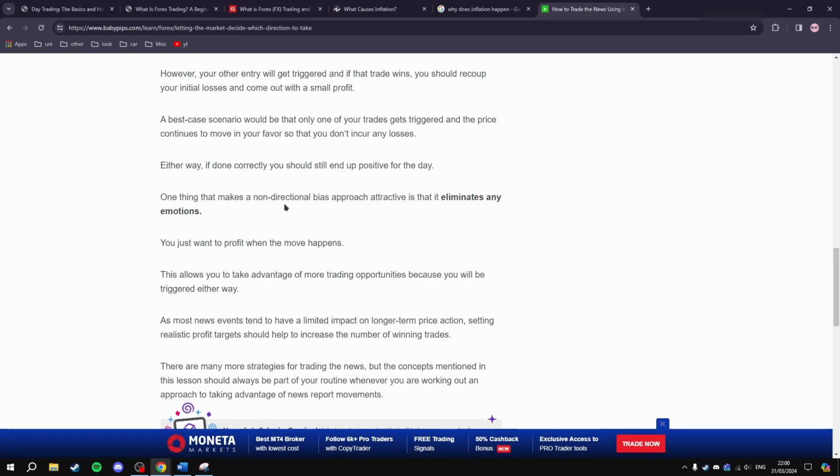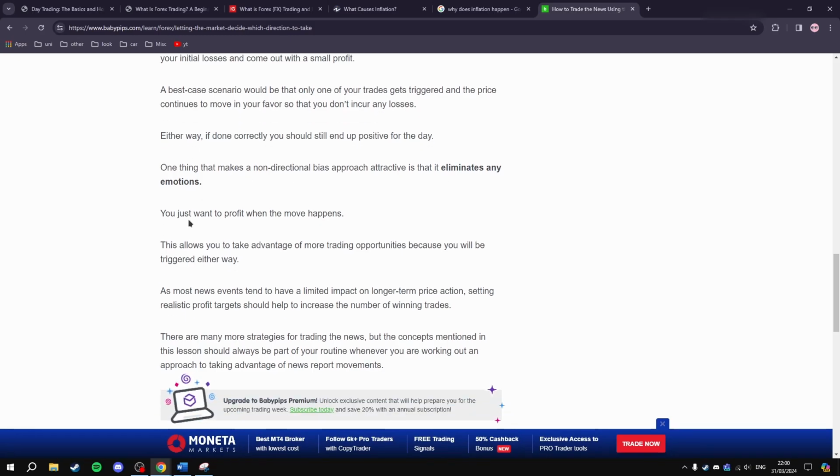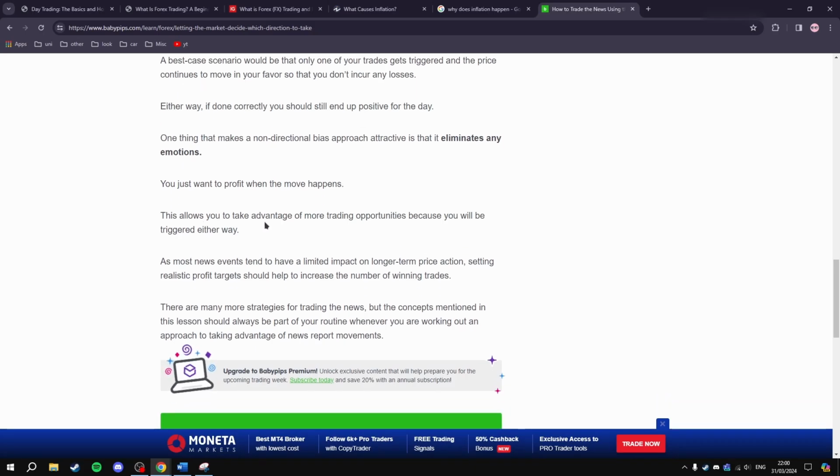One thing that makes a non-directional bias approach attractive is that it eliminates any emotions. You just want to profit when the move happens. This allows you to take advantage of more trading opportunities because you will be triggered either way. As most news events tend to have a limited impact on longer term price action, setting realistic profit targets should help to increase the number of winning trades.